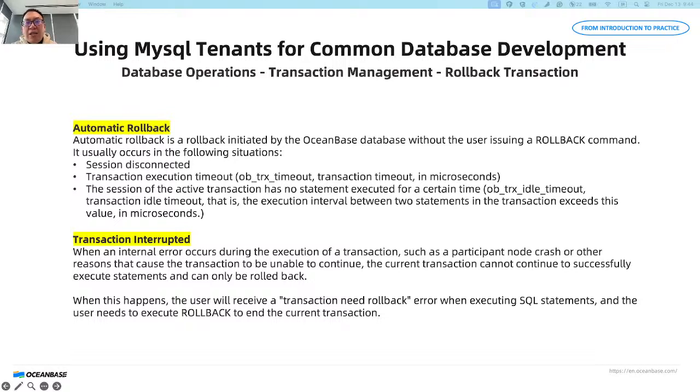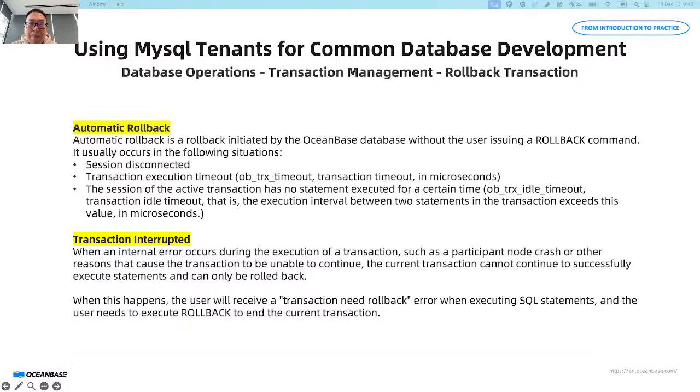Next, let's talk about the other scenario of rollback. It's automatic rollback. Automatic rollback is a rollback initiated by the OceanBase database without the user issuing a rollback command. It usually occurs in the following situations. The first one, session disconnected, and transaction execution timeout. And the last one, the session of the active transaction has no statement executed for a certain time.